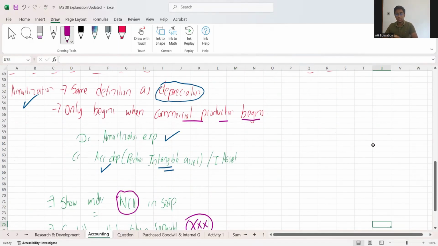Okay. Another one, the best part, in terms of amortization, right? You will only amortize when your commercial production begins. When you start producing in bulk for a larger customer base, only then do you start amortizing. Hopefully, I'll remember IAS 16 property, plant, and equipment: we start depreciating only when we use the asset, right? And in terms of IAS 38 intangible assets, we will only amortize when we start commercial or mass production.